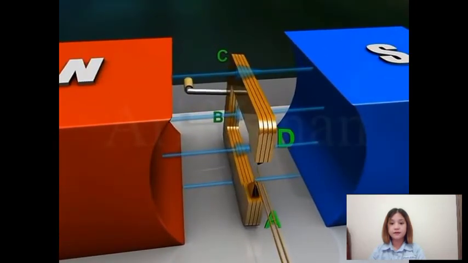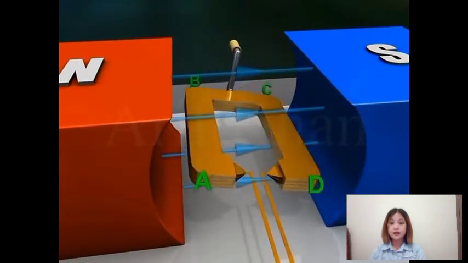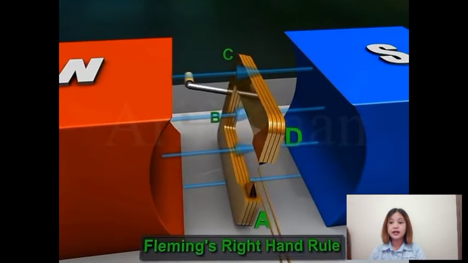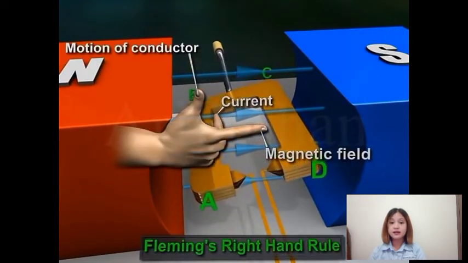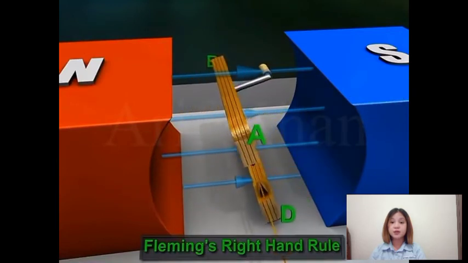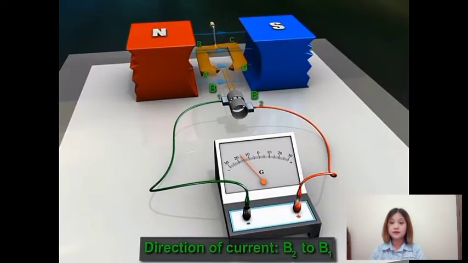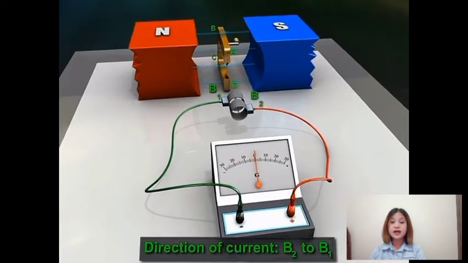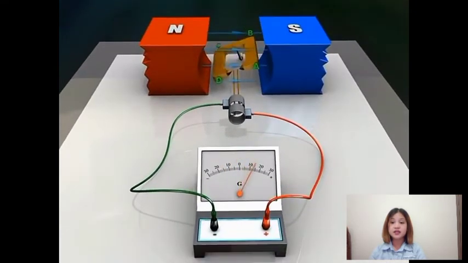Then during the next half rotation, the arm AB moves up and the arm CD moves down. And again, by Fleming's right-hand rule, the current will flow in the direction ABCD, that is from brush 1 to brush 2 through the galvanometer. Ibig sabihin lang nun, the induced current changes its direction in every half rotation of the armature.